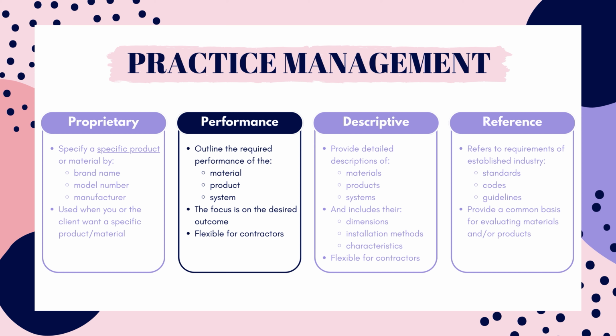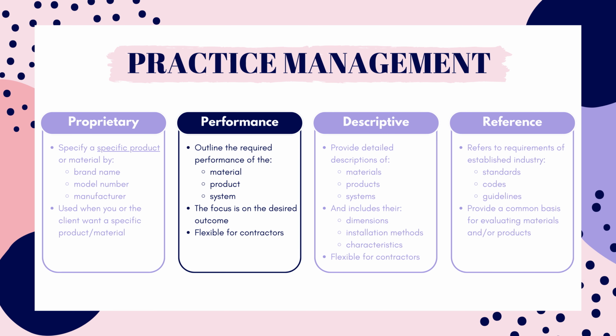Performance specifications are what you specify when you don't mind who makes the product, but the way it works or the way it's made is more important. Performance specifications outline the required performance criteria for materials, products, or systems without specifying particular brands or models. Instead, they focus on the desired outcome or function, allowing contractors flexibility in selecting suitable materials or products that meet the performance requirements.